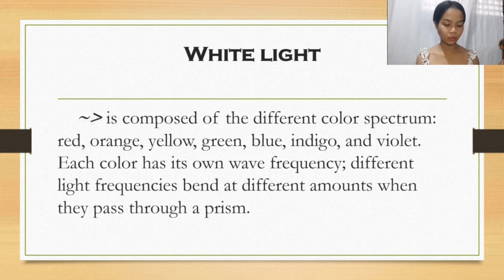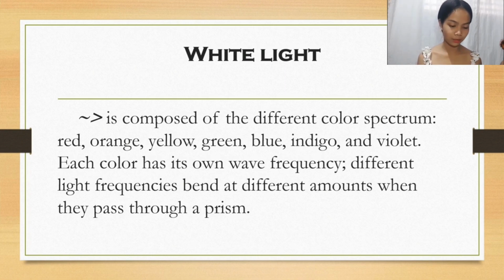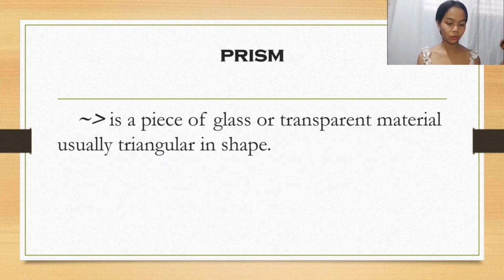White light is composed of different colors in the spectrum: red, orange, yellow, green, blue, indigo, and violet. Each color has its own wave frequency. Different light frequencies bend by different amounts when they pass through a prism. When white light passes through a prism, it refracts 2 times, making the separation of colors noticeable.